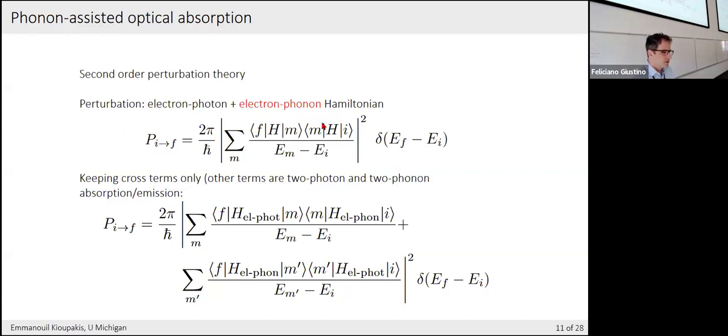Okay. So the Hamiltonian is the sum of the electron-photon plus the electron-phonon interaction. And so the terms we want to keep are only the cross terms that involve one photon and one phonon. We don't want to have two photon absorption. We don't want to study two phonon scattering. We just want one photon and one phonon to describe the absorption. So here's the term, 2 pi over h bar again, the delta function to conserve energy. And then our matrix elements, we have two terms which differ in the order in which the photon and the phonon interact with our electrons. Okay, both of them involve sum over intermediate states that can extend over all bands.